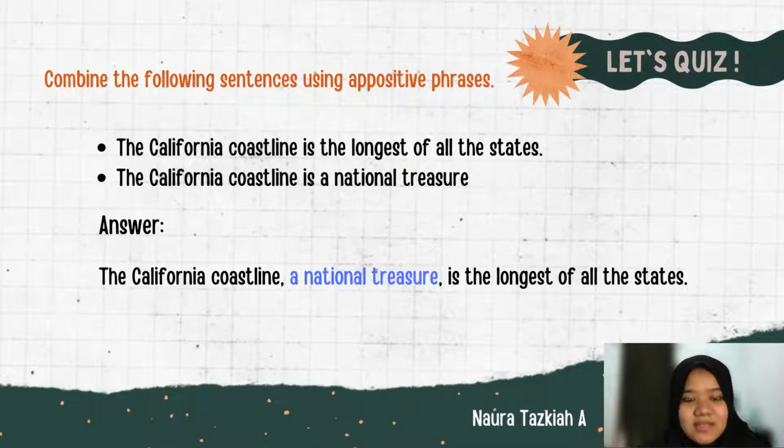The next quiz is, we should combine the following sentences using appositive phrases. So number 1, we get these sentences. The California coastline is the longest of all the states, and the California coastline is a national treasure. So we can combine the two sentences above to become the California coastline, a national treasure, is the longest of all the states. The California coastline is the longest of all the states is the core of this sentence, and a national treasure is an appositive noun that gives us extra information about the coastline.